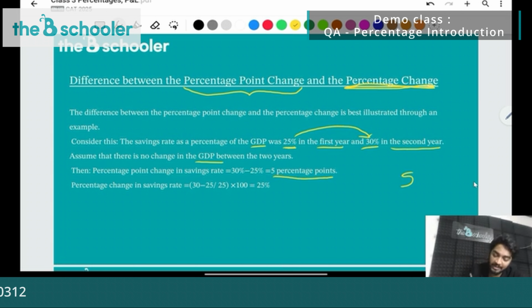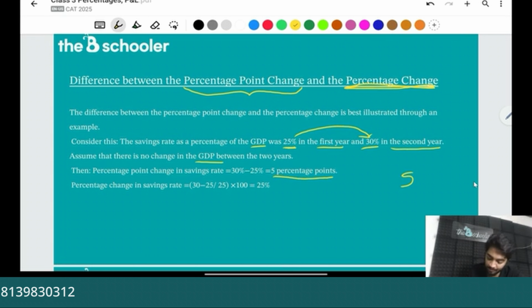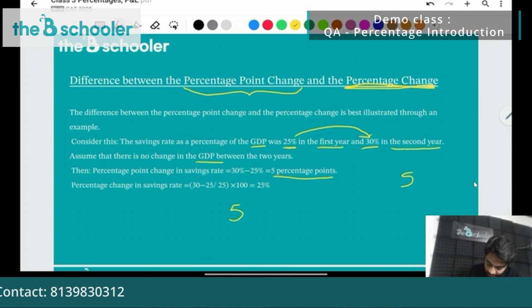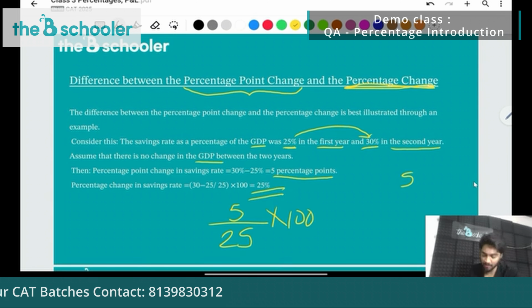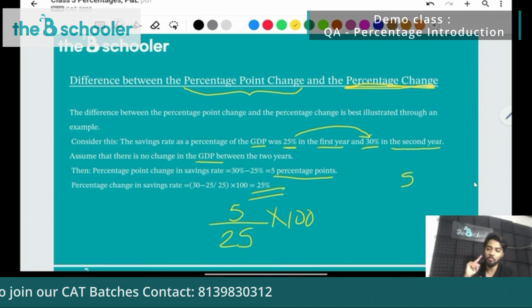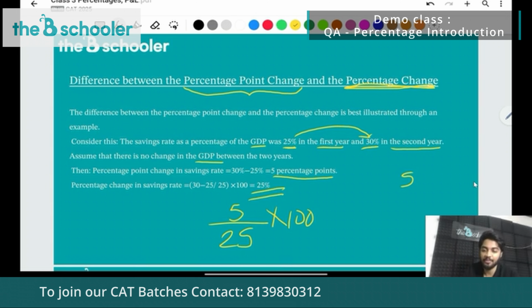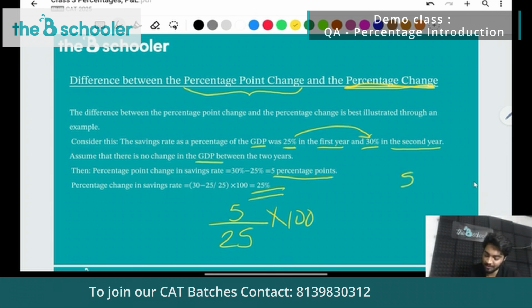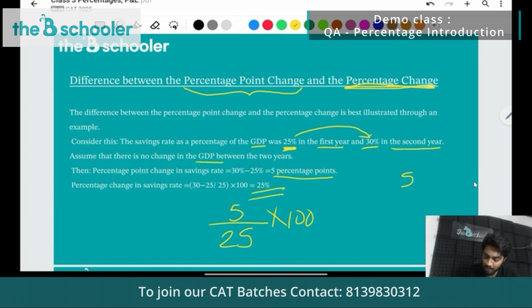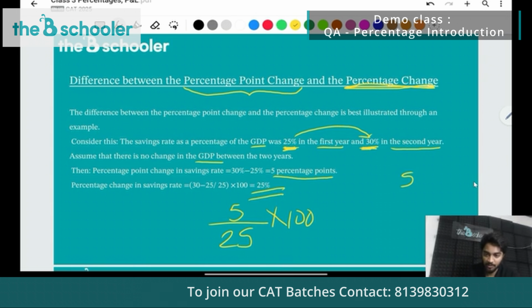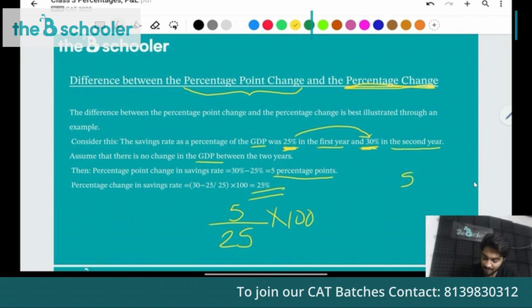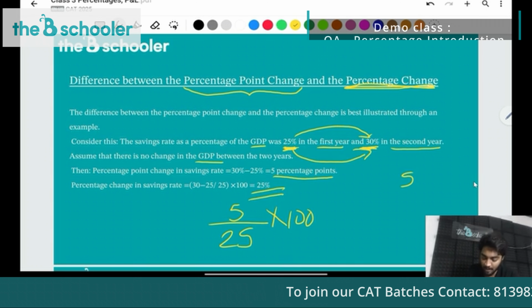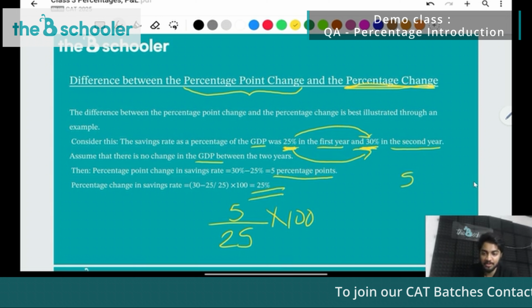But when we say what was the percentage change in the savings rate, you again go to the change, which is 5, divided by 25, the initial value, into 100, which is nothing but 25%. That means the savings rate grew by 25%. Okay. In this hypothetical, coincidentally, the values which have changed are also in percentages. Clear? Percentage point change in this case is going to be 5 percentage points. Percentage change is going to be 25%. Is that clear? Yes or no?